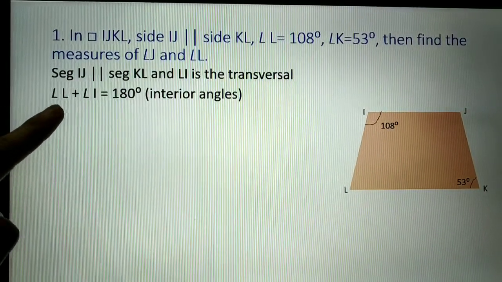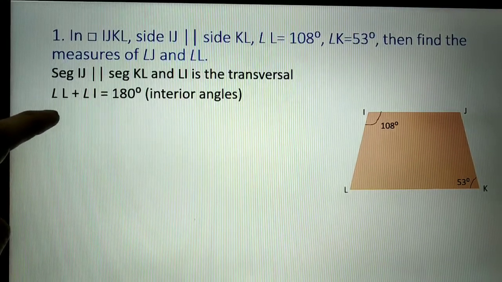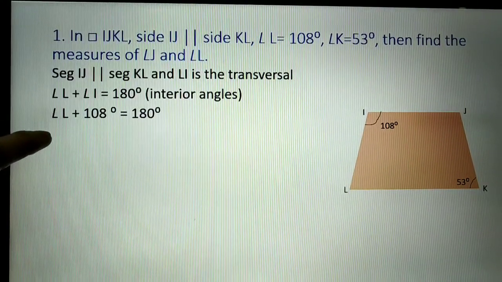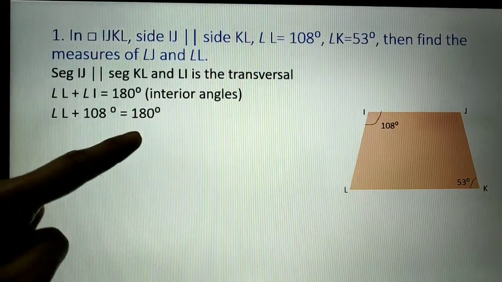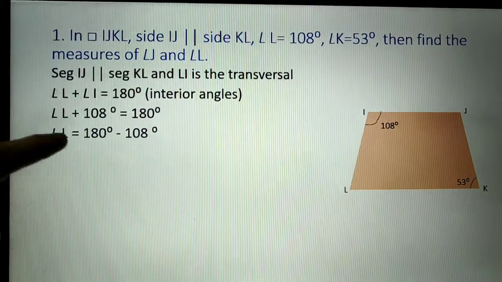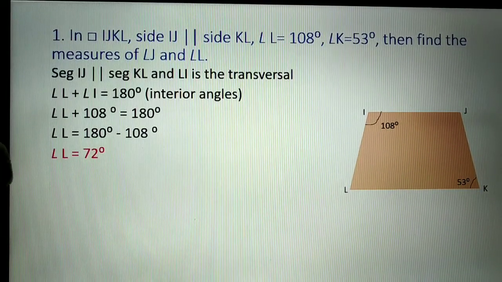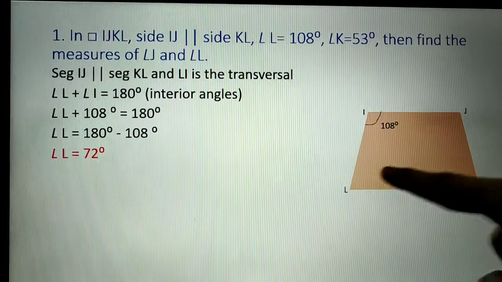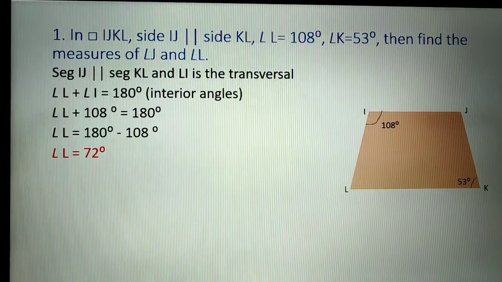So what is angle L? It is not given. Angle I is given to us, which is 108. So we substitute the values, and we get 180. Now this 108 will go on the other side and become minus 108. So angle L is 180 minus 108, which gives us 72. So we have found the measure of angle L. Angle L is 72 degrees.